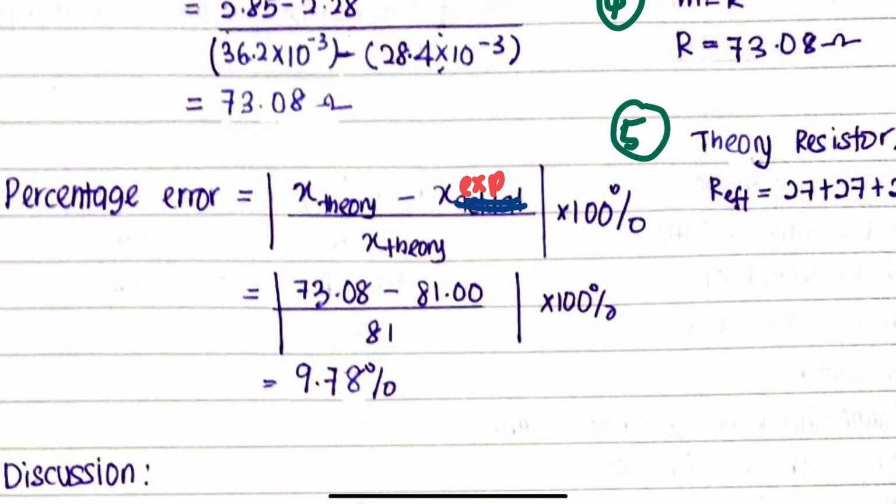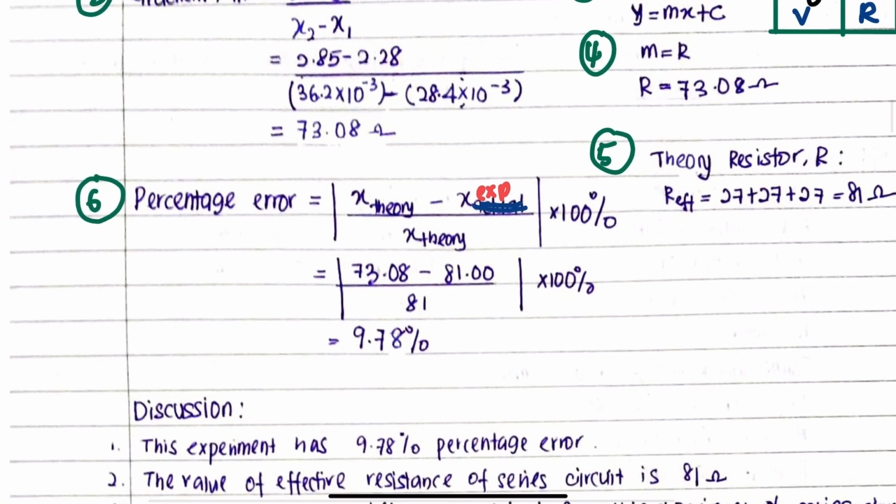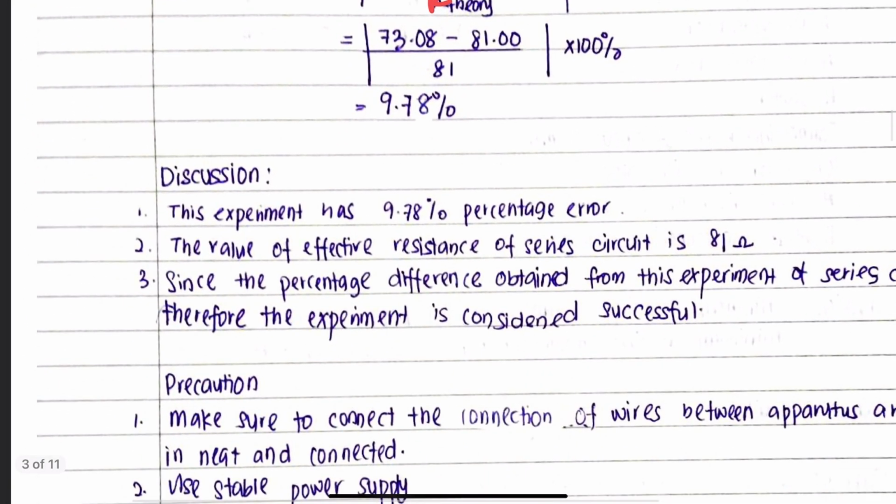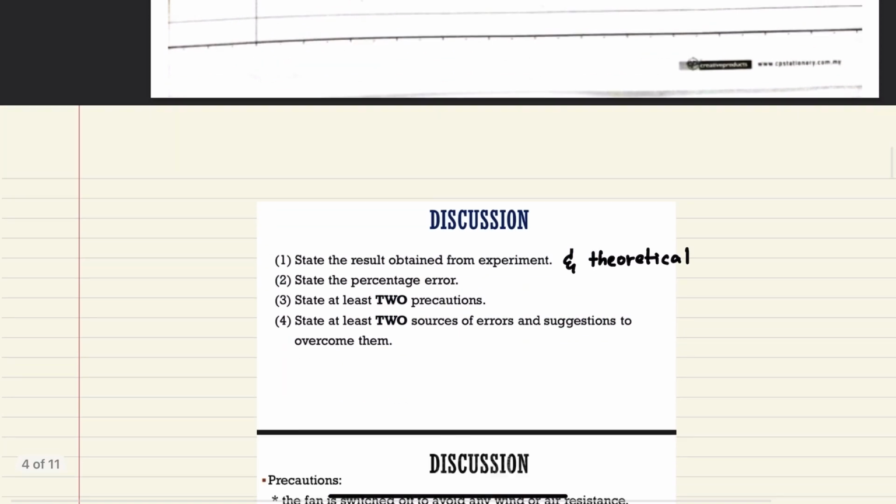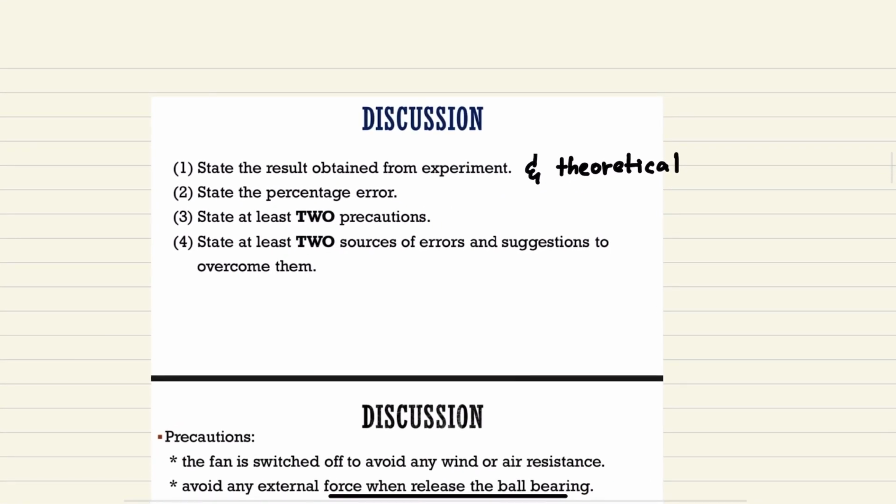And make sure when you write down, you use the appropriate symbol. Like in this example, they compare the values of R, so use R instead of X. And then for the final answer, just write it down to the correct decimal place. Okay, so in terms of discussion, first things first, you have to state the results.